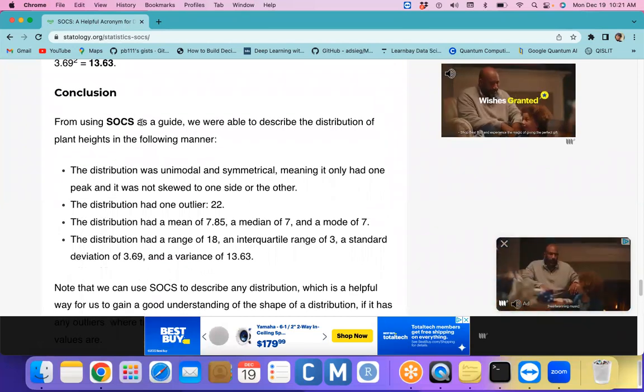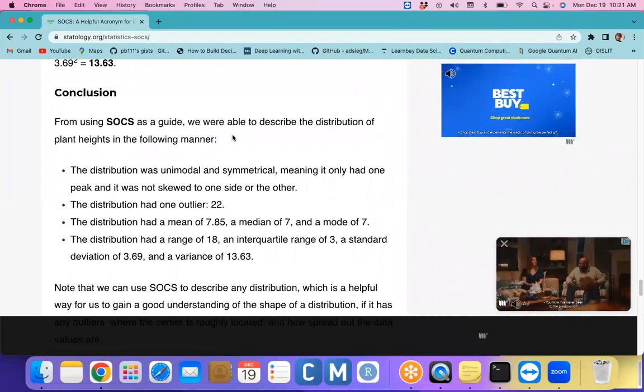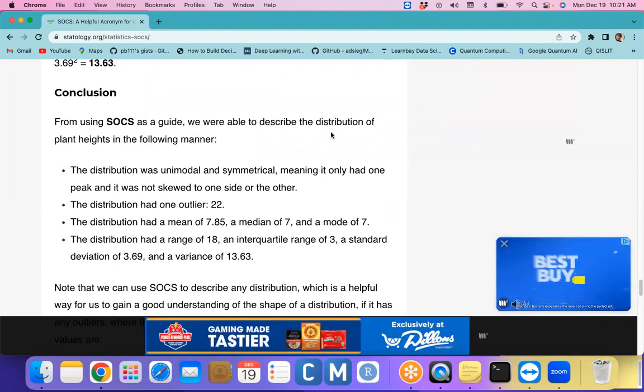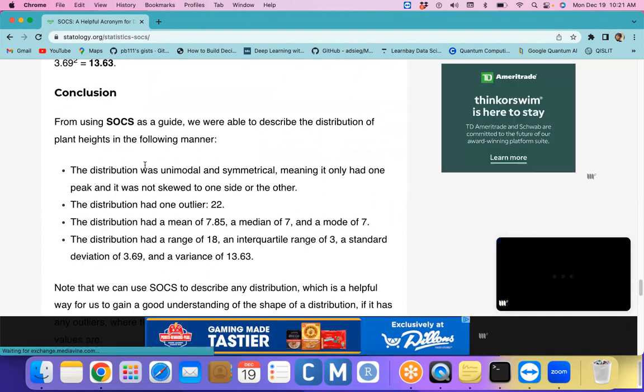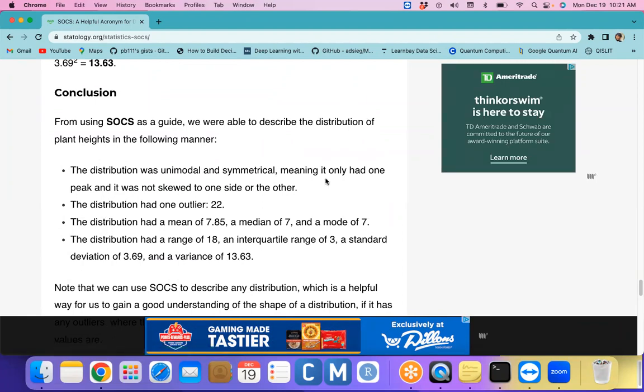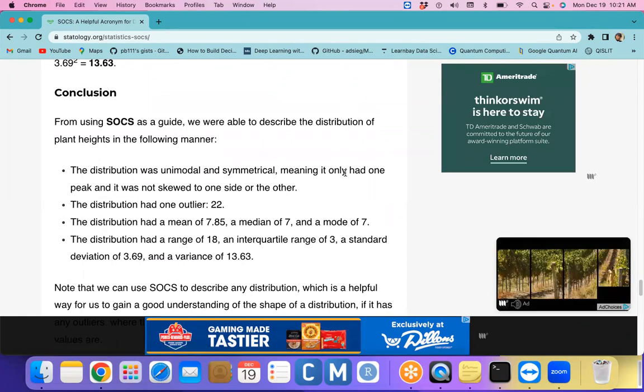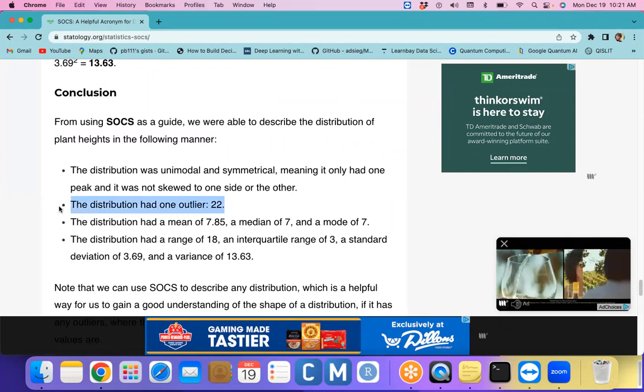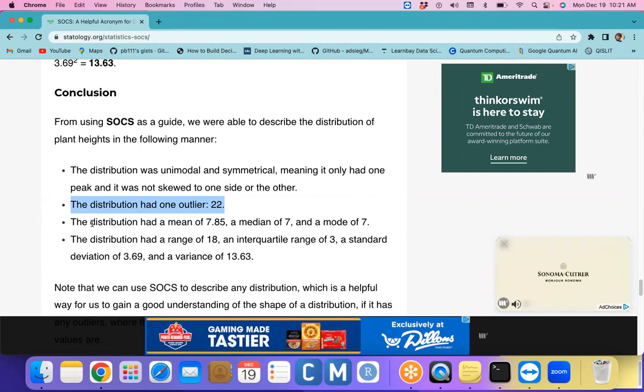Using SOCS as a guide, we are able to describe the distribution of plant heights in the following manner. The distribution was unimodal and symmetrical, meaning it only had one peak. It was not skewed to one side or the other. The distribution has an outlier, which is 25. Maybe you can remove it, or we can work on it, or we can handle it.